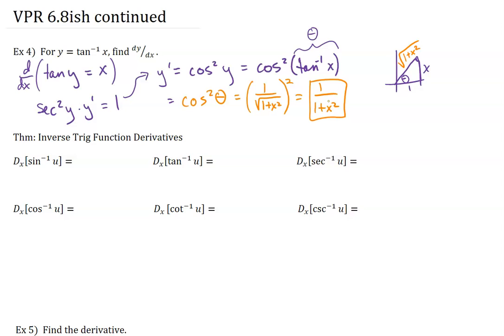Okay, now going through the same process where we apply the trig function to both sides to undo the inverse, and then take the derivative implicitly, and then draw a triangle, use the Pythagorean theorem to label it, and then go back and fill in whatever ratios you need.